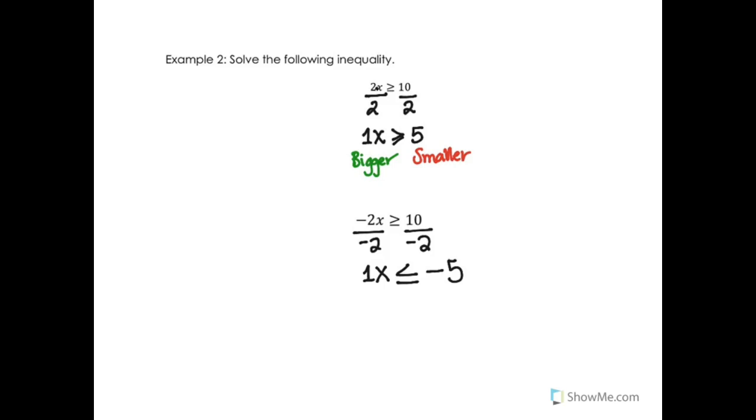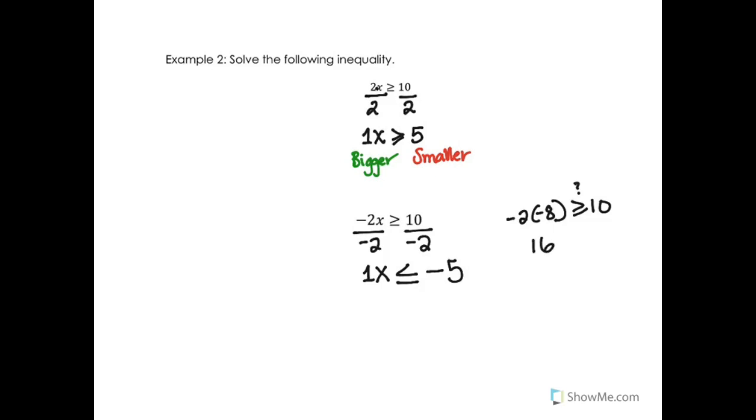And we can check if that work is actually correct. Let's pick a number that's smaller than negative 5. I'm going to say negative 8. The more negative the number, the smaller it is. So if I plug in negative 8, I will have negative 2 times negative 8. And we're going to check if that gives us a true statement. We're going to see if this is true.